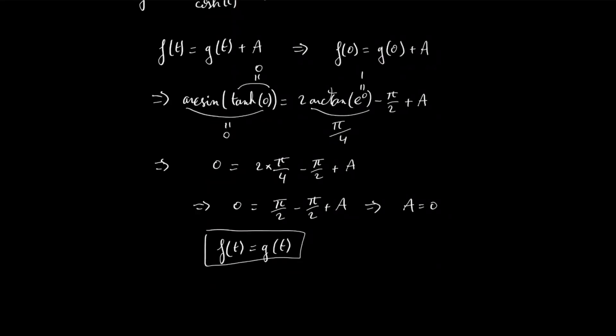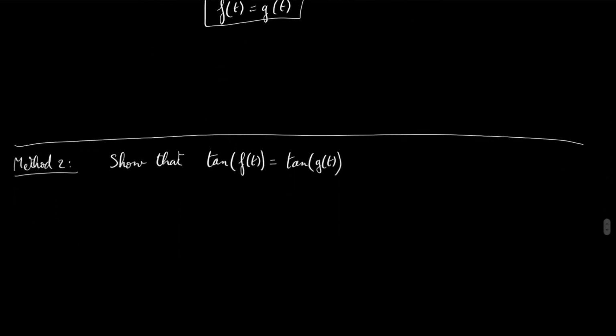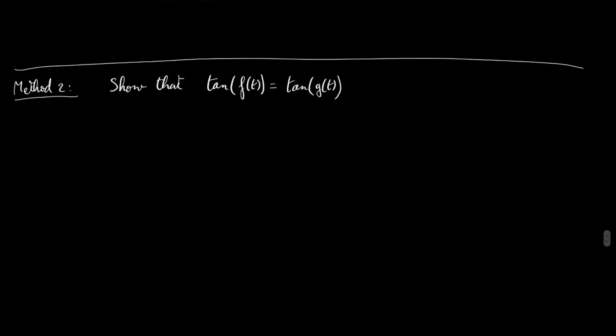Let's use the second method, where we are going to show that the tangent of f of t is equal to the tangent of g of t. But before we write that, let's first evaluate to see if it makes sense to talk about the tangent of f of t and the tangent of g of t.